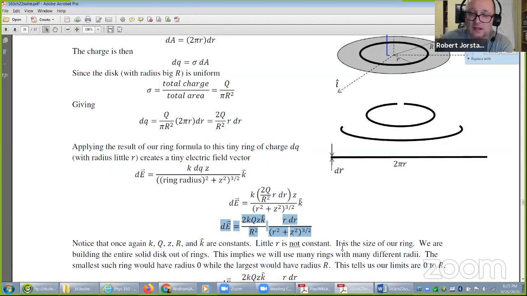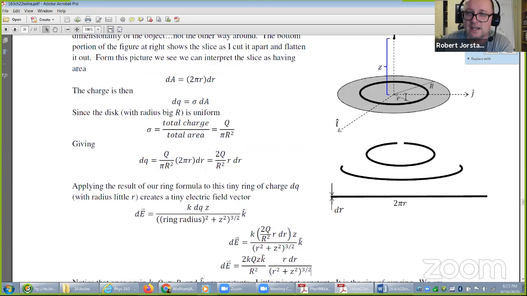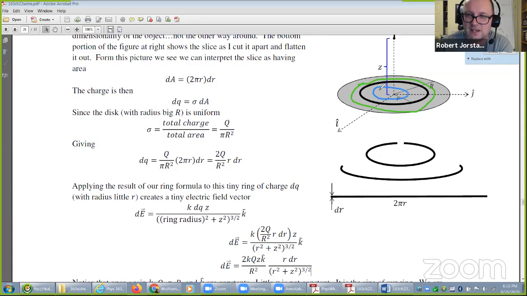Now, remember, this is not the electric field. This is part of the electric field. It's one ring's contribution. Little r is not constant, okay? We're going to take this circle and we're going to build it up out of the black ring plus this green ring that I'm drawing right now, if you could see that, plus this other ring, right? There's going to be lots of different rings that we use. And so we see that little r is not constant.